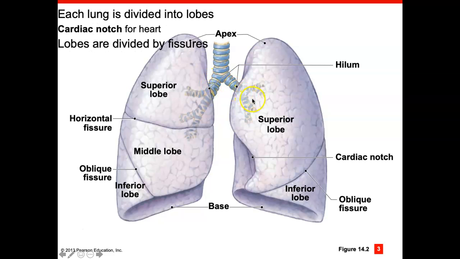Each lung, you can see, is clearly divided into lobes. In the right lung, we have 3 lobes, the superior, middle, and inferior. In the left lung, we have 2 lobes, superior and inferior. And these lobes are divided by fissures. So you've got a horizontal fissure here and oblique fissures. And then right here is a cardiac notch. The heart fits right into that.